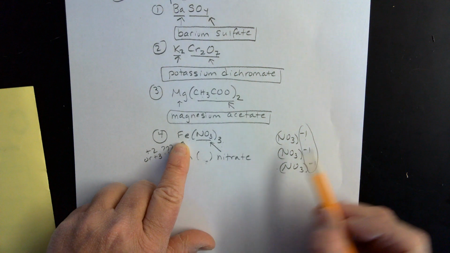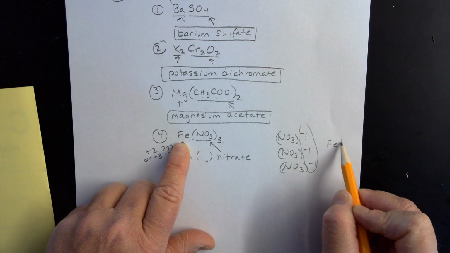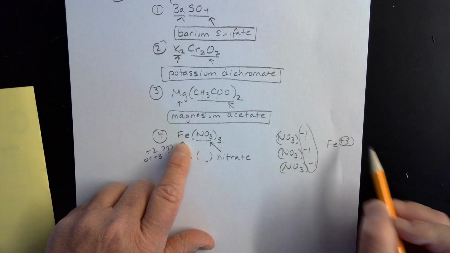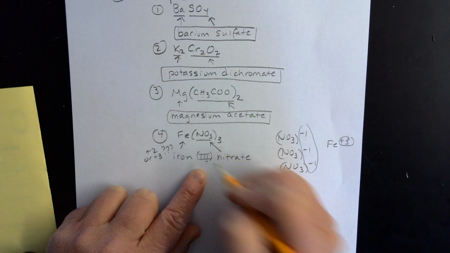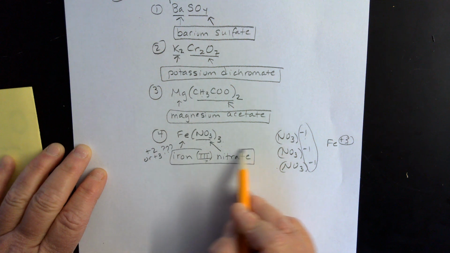So this one iron has to be a +3. So because it's a +3 charge, we're going to put a Roman numeral 3 right there. That is the name of our compound right there.